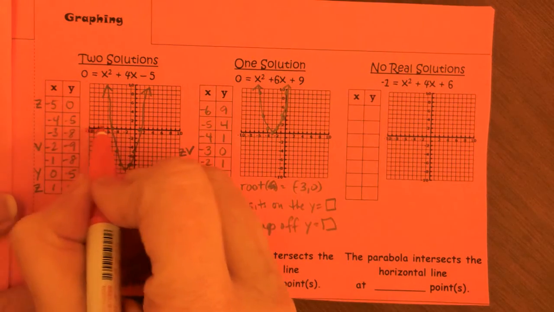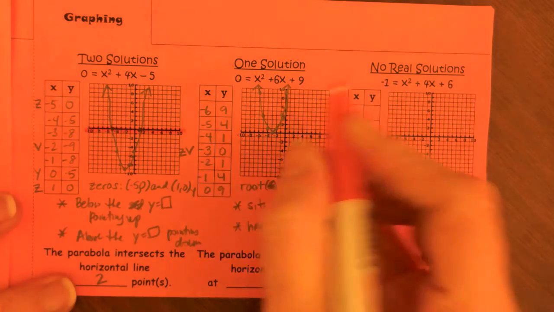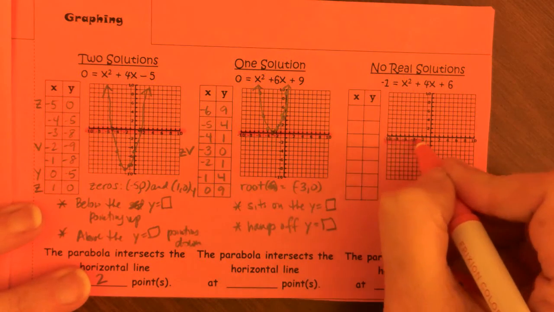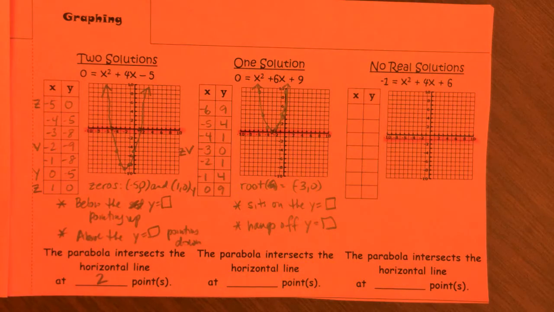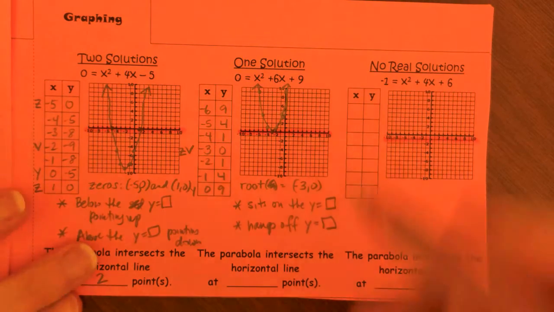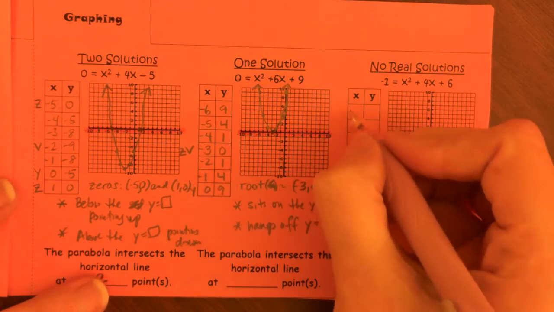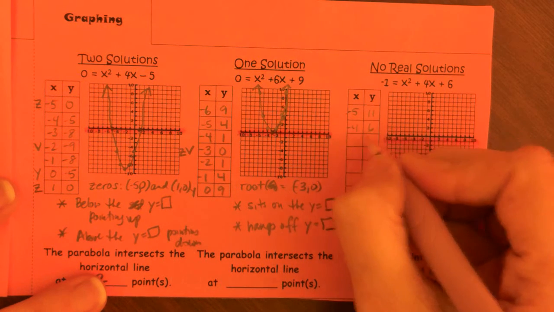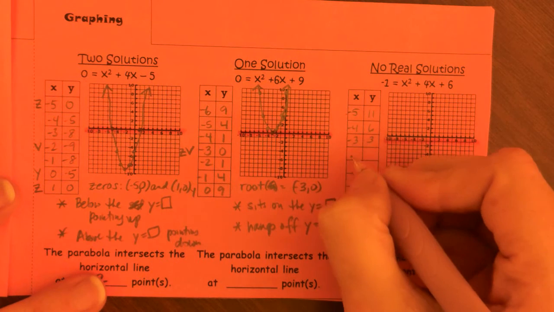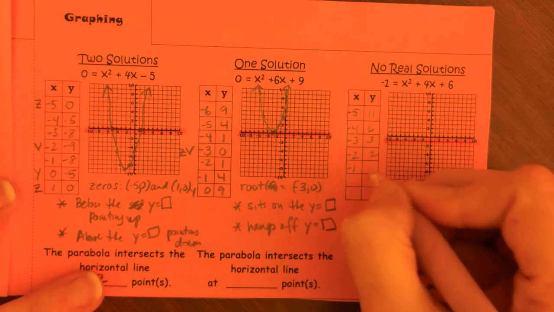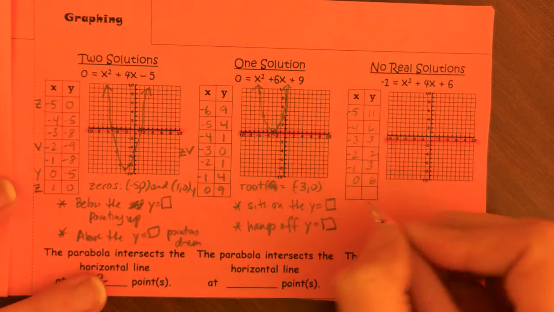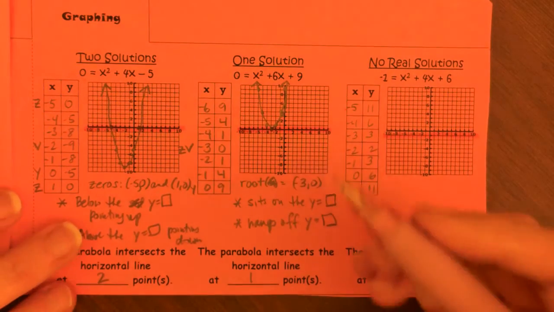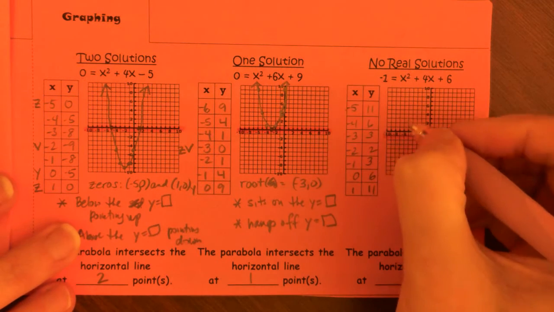So for these, I'm looking at the x-axis. But this one here, I'm looking below the x-axis at y equals negative 1. So let's take a look at that one real quick. Negative 5, 11, negative 4, 6, negative 3, 3, negative 2, 2, negative 1, 3, 0, 6, and 1, 11. And by the way, this one had 1 point. Okay, now, when I look at this one, I'm going to go ahead and plot these points.